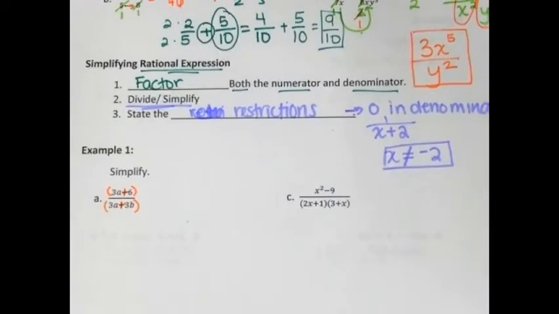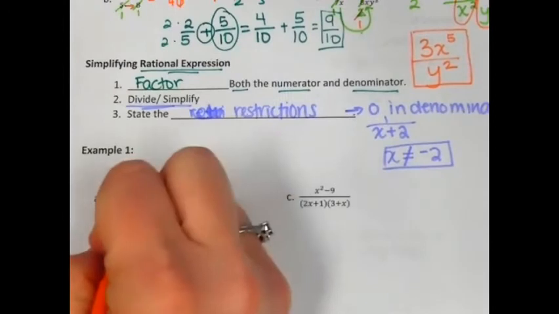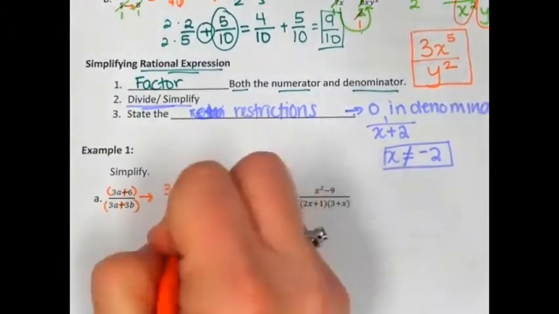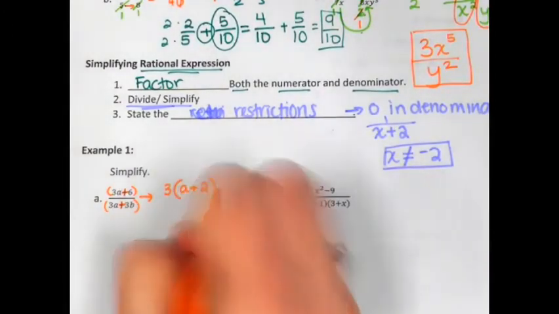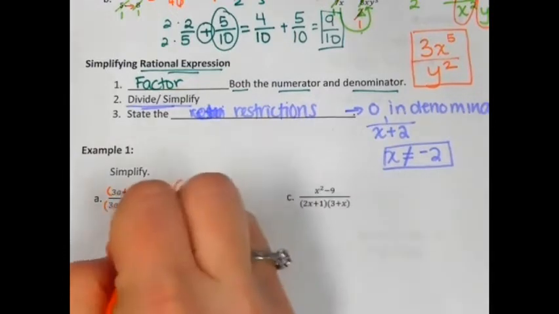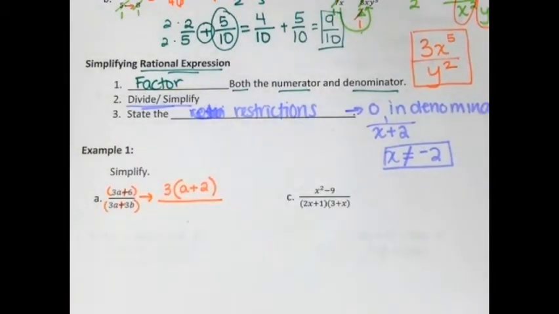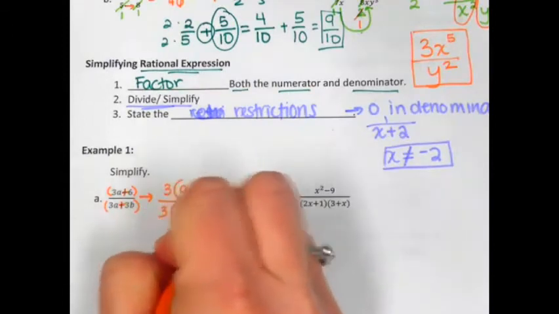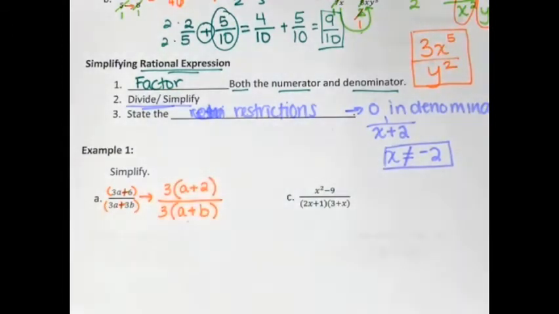What can be factored out of my numerator? A 3. So my numerator would be 3 times what? A plus 2. Is everyone okay with that? Now, 3 I can simplify because now it's multiplication, couldn't I? A plus 2 I can simplify with something because it's multiplication with that 3. Over, what can be factored out of 3a plus 3b? 3, and what would I be left with? A plus b. You guys okay with that?